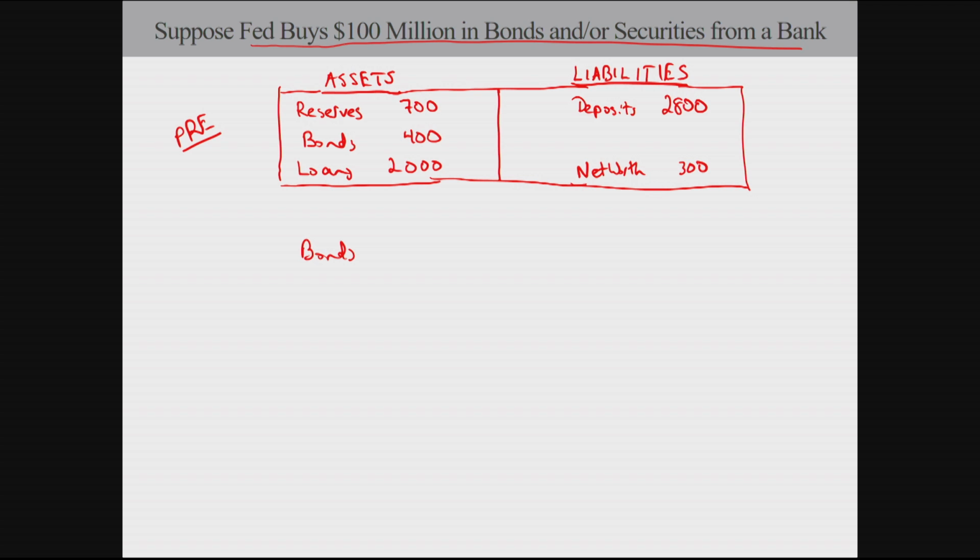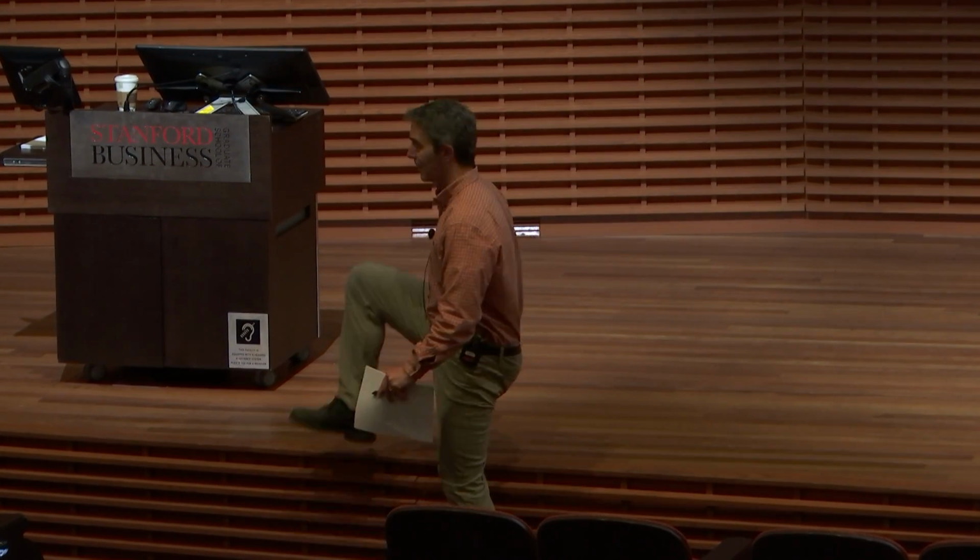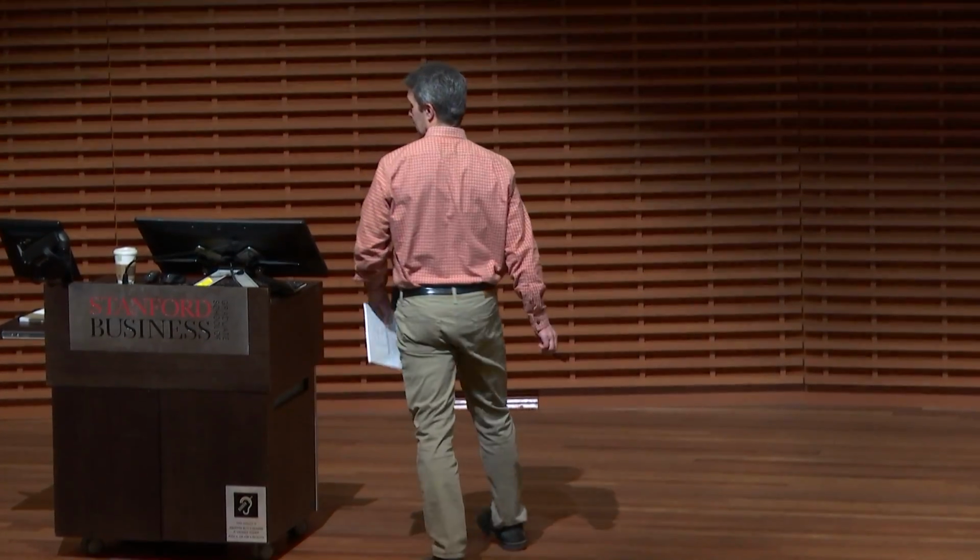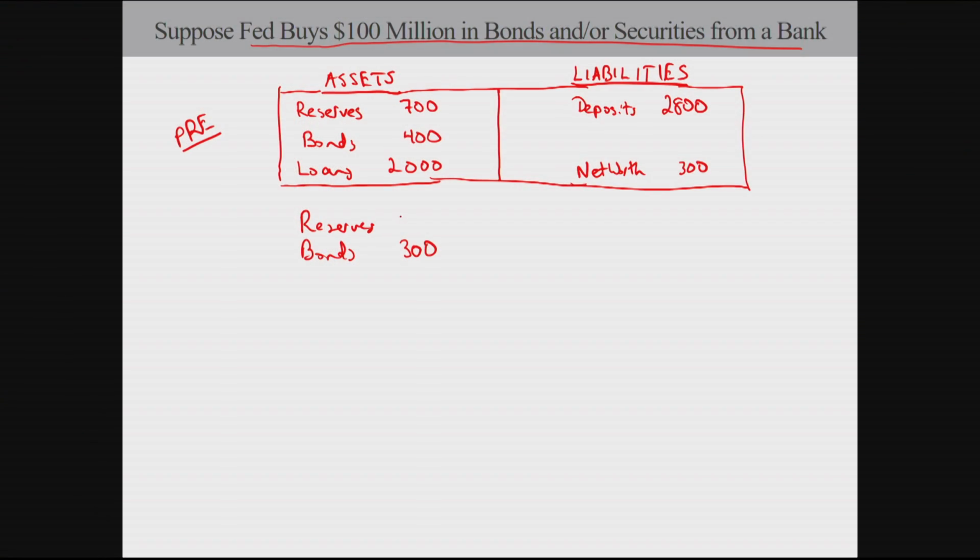If the Fed buys 100 million in bonds from the bank, wouldn't the assets decrease by 100 for the bank? So like the bonds. How much in bonds would the bank now have if they sold 100? 300. 300, exactly. Now they've got cash from the Fed, so what would happen to their reserves? It would increase by 100, to 800. And then loans are still at 2,000. Nothing has changed over here on the deposits or net worth.